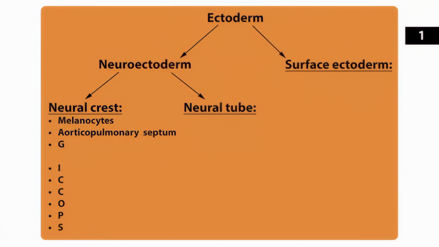In cardiology, we'll review the embryology of the heart, and we'll talk about how if the aorticopulmonary septum fails to develop normally, you can get a truncus arteriosus, or transposition of the great vessels.